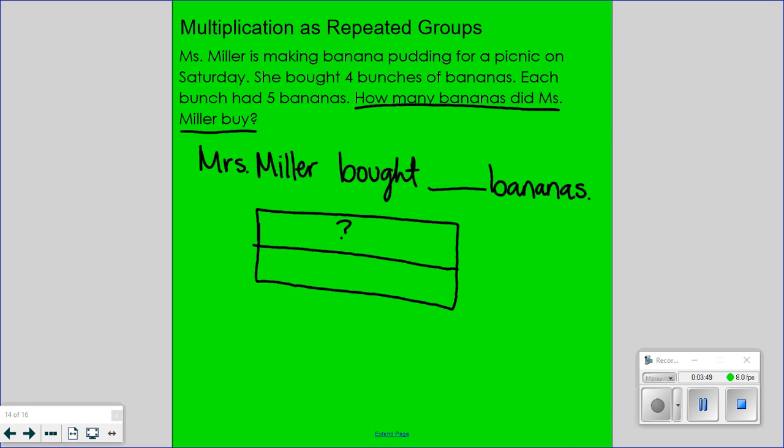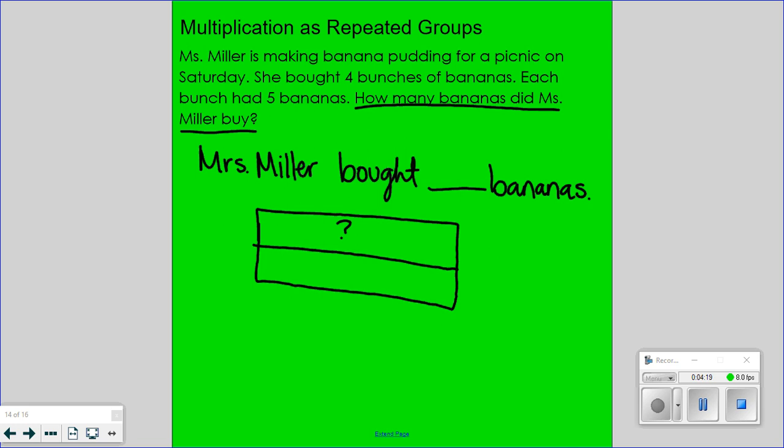Yep, look at that word problem. That's where all my information is. Sure. Huxley, what else do I know about those bananas? There's 5 bananas in each bunch. How many bunches did I buy? Heidi?